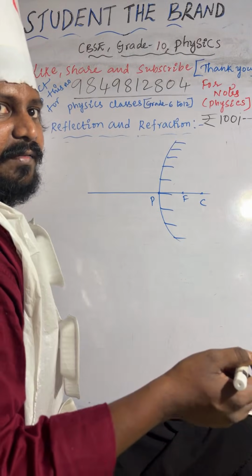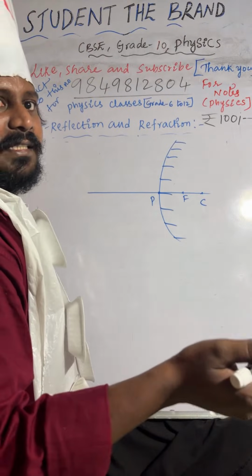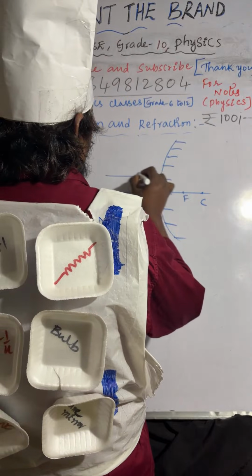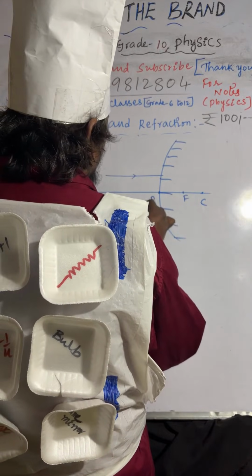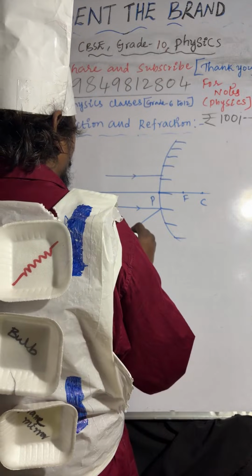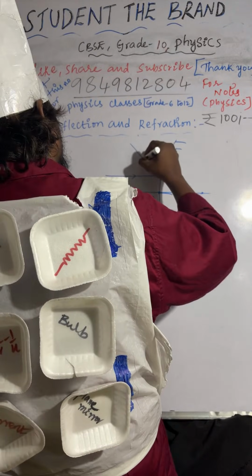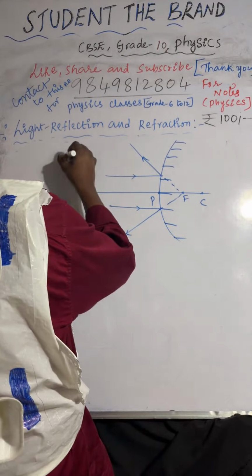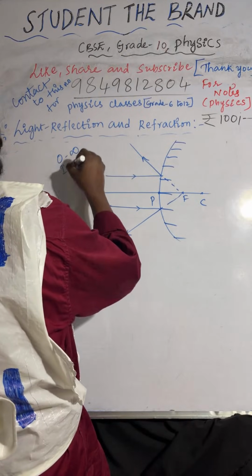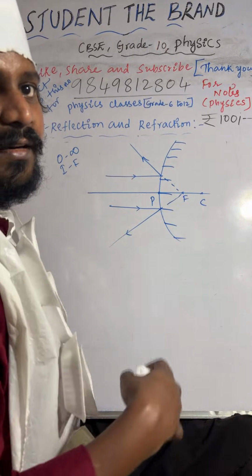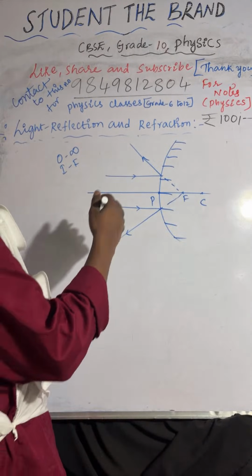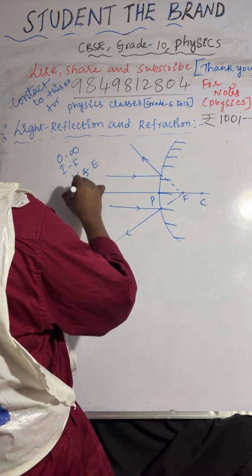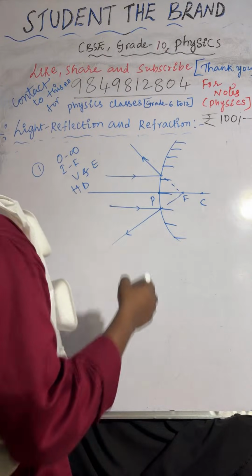Object is placed at infinity. So how many light rays are required to form the image of the object? Minimum 2 light rays. One light ray I am taking like this. After reflection, those light rays are moving away. Another light ray I am taking like this, it passes through focus. Object is at infinity, image is formed at focus. Nature of the image is virtual and erect. Size of the image is highly diminished.